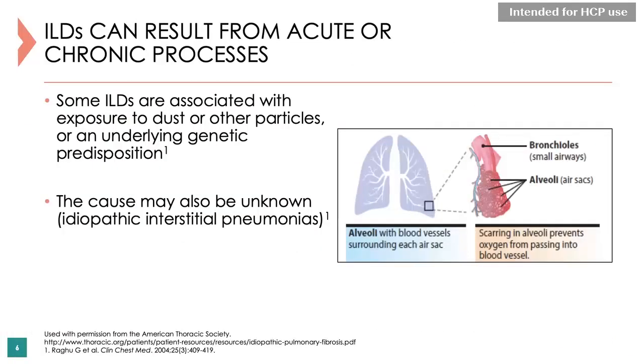Here on the right, we see a cartoon of normal lungs and what happens in interstitial lung disease. The terminal bronchiole ends in the air sacs called alveoli, with the venous and arterial circulation going to the alveoli. In interstitial lung disease, what happens is you get scarring of these alveoli that prevents oxygen from passing into the blood and efficient carbon dioxide exchange as well.